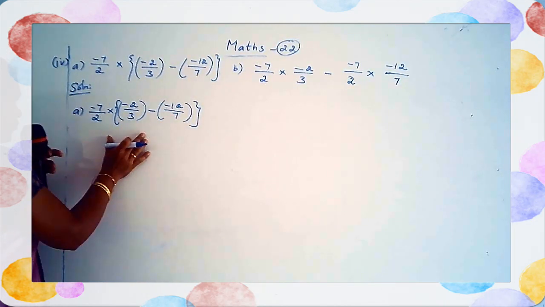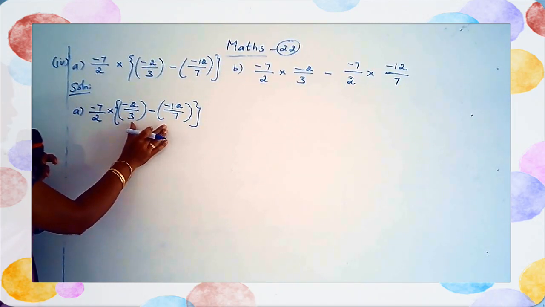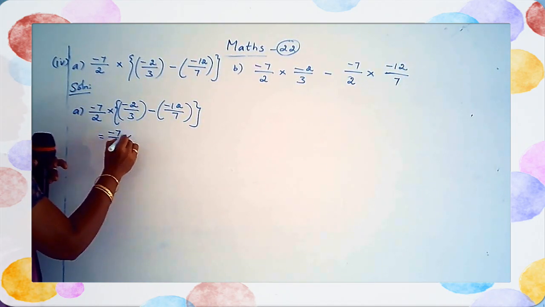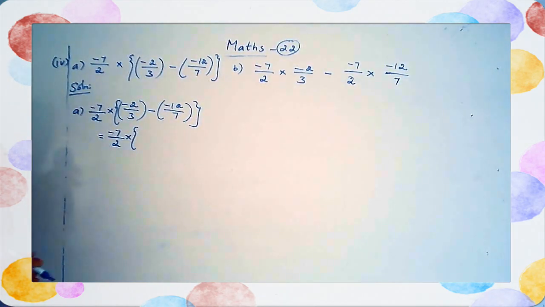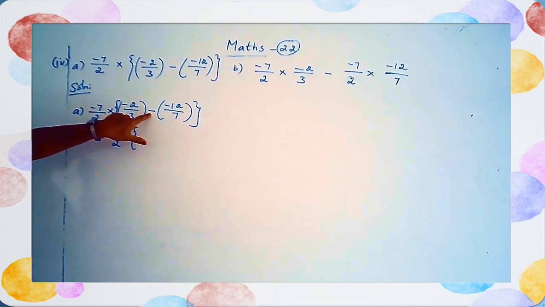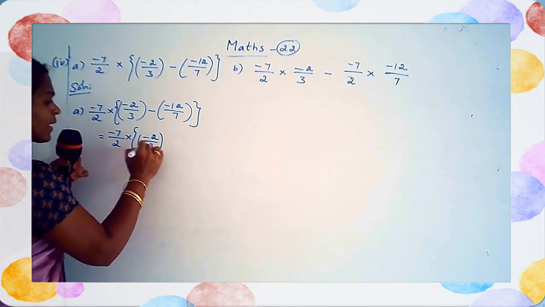Okay, children. So you find the value inside the bracket first. Okay. Listen carefully. Equal to minus 7 upon 2 into what is there inside the curly bracket? Minus 2 upon 3 minus. The operation is subtraction. Okay. So you convert into addition. Yes, children. While subtracting an integer from another integer, we add the additive inverse of the integer to be subtracted. Okay. So that's why minus sign into plus.